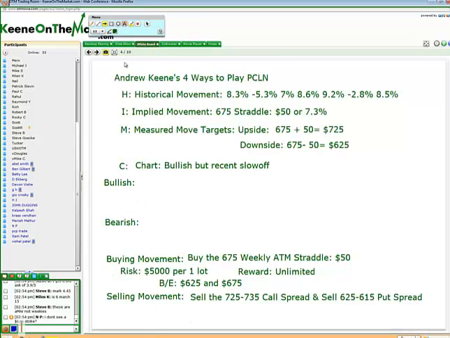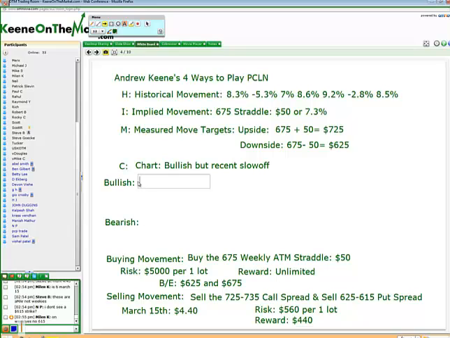So if I wanted to sell the movement, I would sell the call spread and the put spread. And I could do this for, someone said $4. This is the March 15th. So let's say it's $4.40. If it's $4.40 on this trade, my risk would be $560 per one lot, and my reward would be that $440 per one lot.